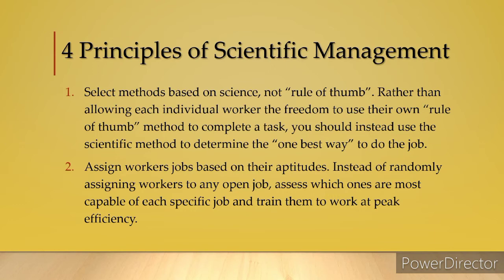First one is select methods based on science, not rule of thumb. Rather than allowing each individual worker the freedom to use their own rule of thumb method to complete a task, you should instead use the scientific method to determine one best way to do the job. Second, assign workers jobs based on their aptitudes. Instead of randomly assigning workers to any job open, assess which ones are most capable of each scientific job and train them to work at peak efficiency.